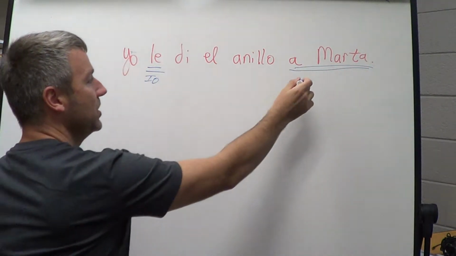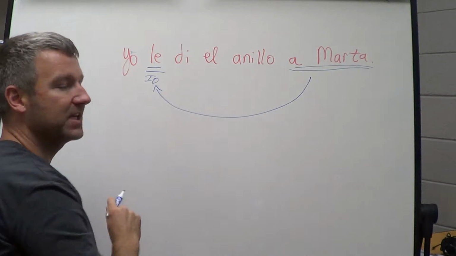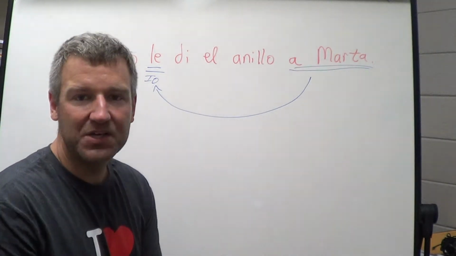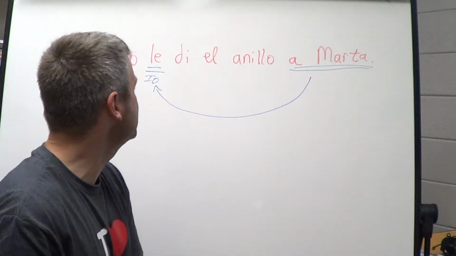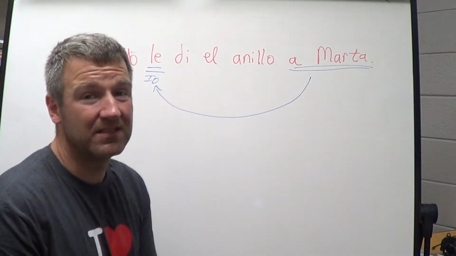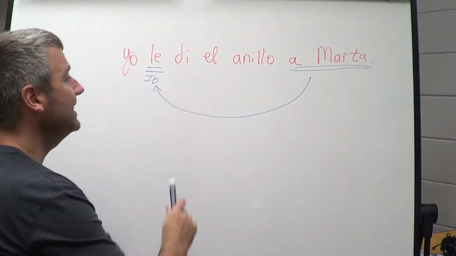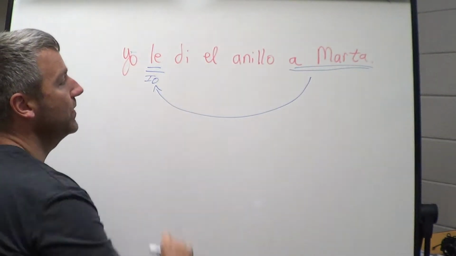Okay, that just kind of refers back to le, just clears it up. I know we want to get rid of that le in Spanish. I know we think that, why can't we just say yo di el anillo a Marta? Well, sorry Charlie, you gotta have it. So yo le di el anillo a Marta. I gave the ring to Marta.